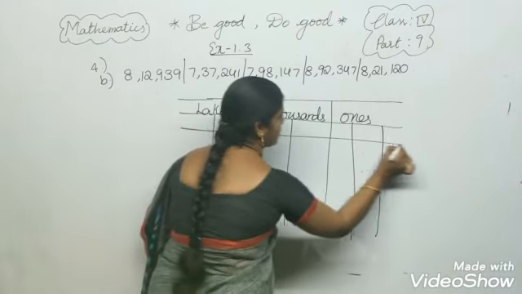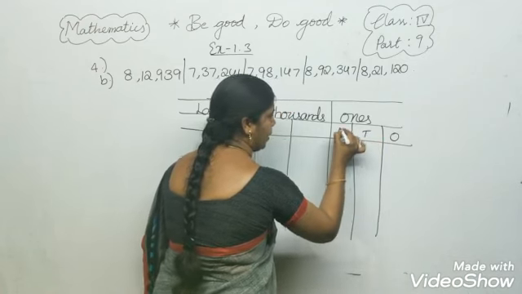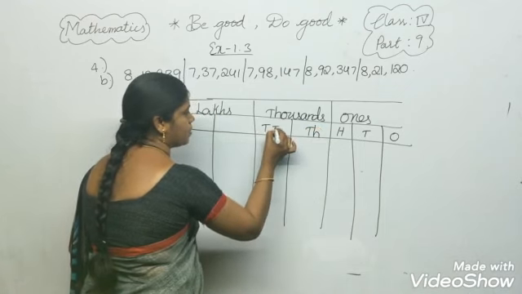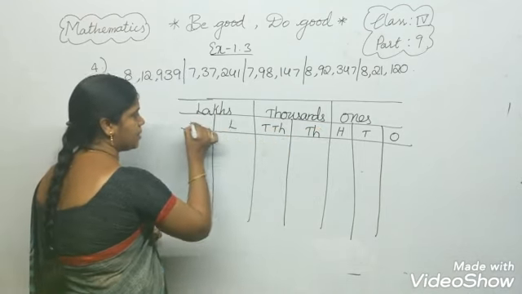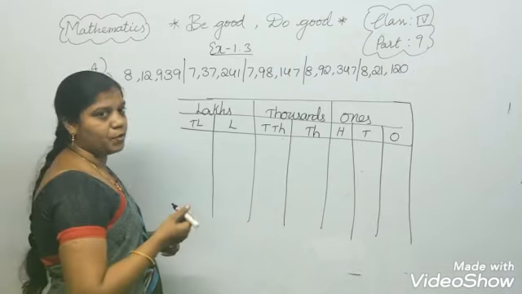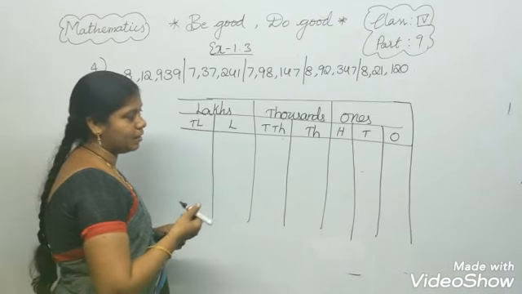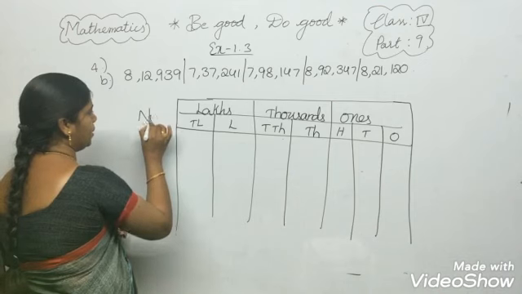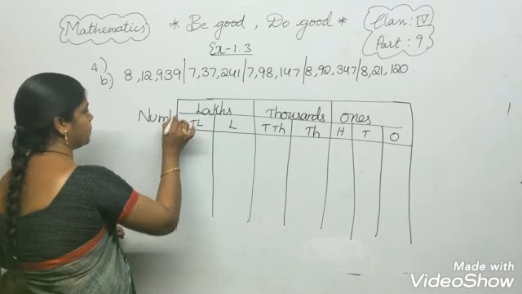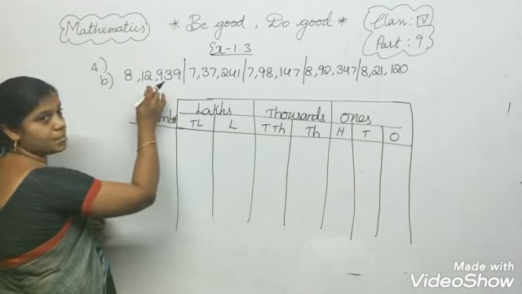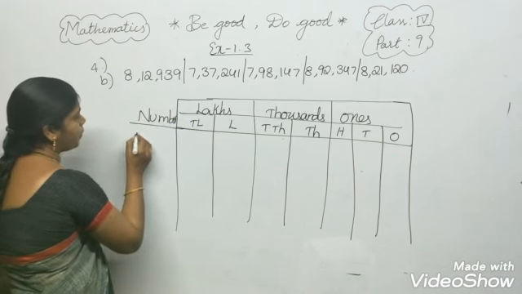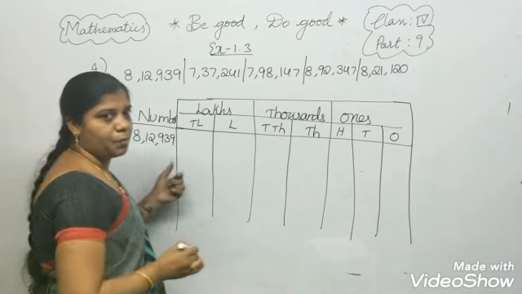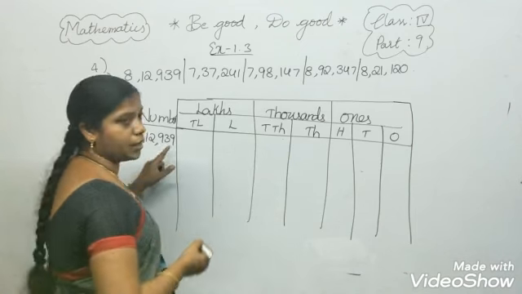And what are those places? Ones, tens, hundreds, thousands, 10,000s, lakhs, 10 lakhs. By using this place value chart, we will arrange the numbers in ascending order. Now here I am taking a number. So the first number, what is this number, children? It's 8,12,939. Now I am going to arrange this number in the place value chart according to the places.